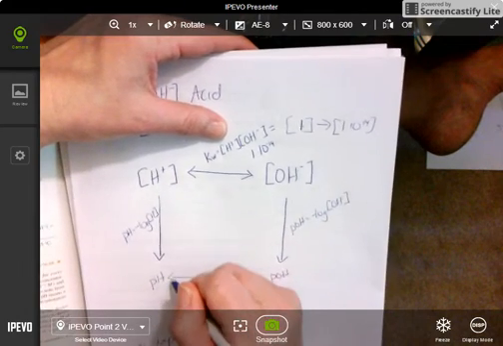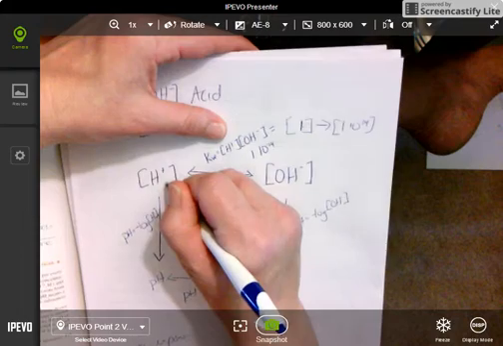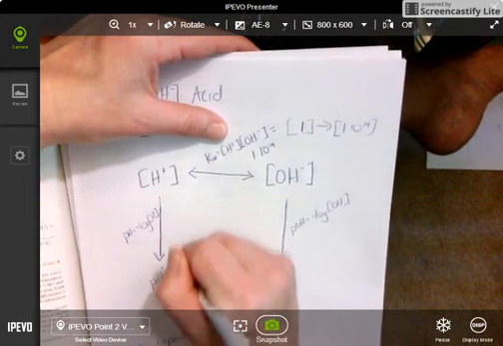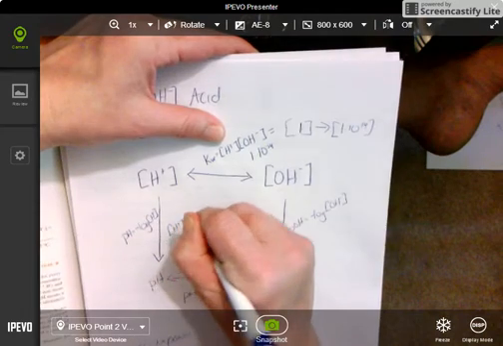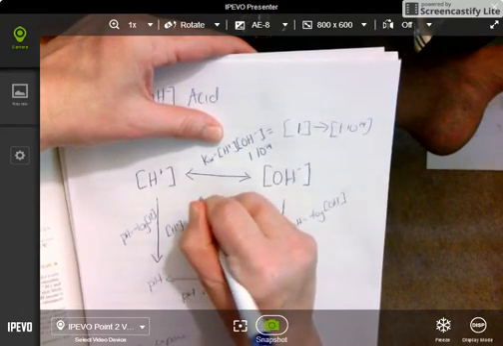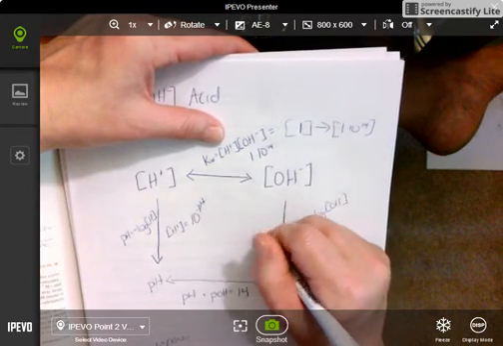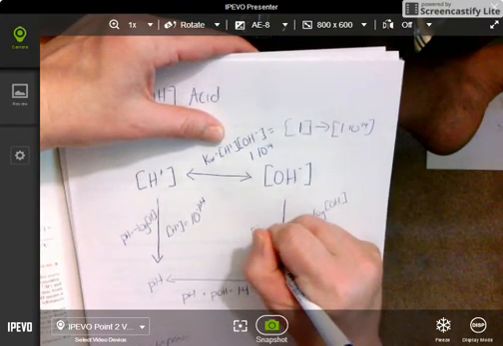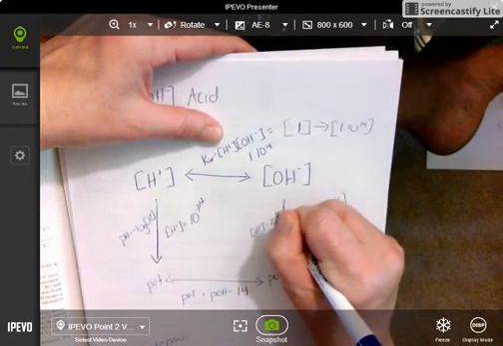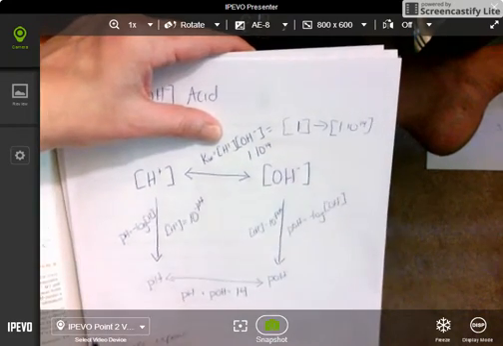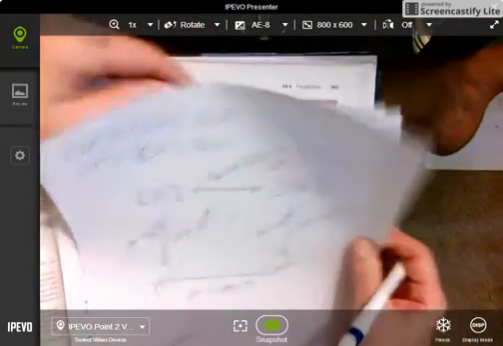So if you are given a question that asks you to go from pH back to H plus ion, to go backwards, you would say the hydrogen ion concentration is 10 to the negative pH. pOH back to hydroxide ion concentration is 10 to the negative pOH. Okay, so that's how you work these problems.